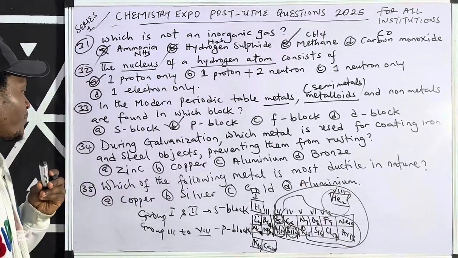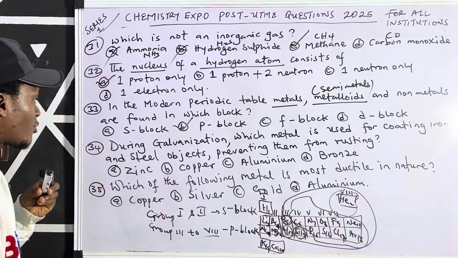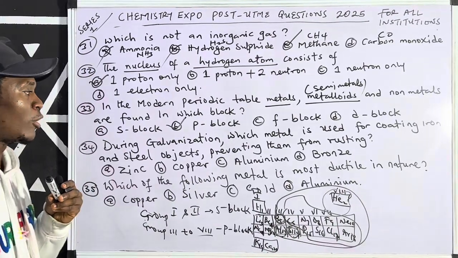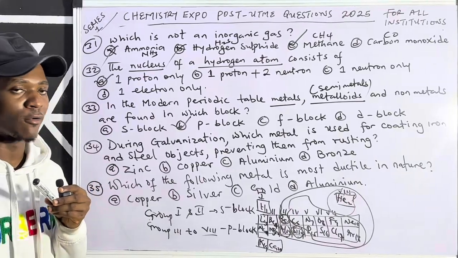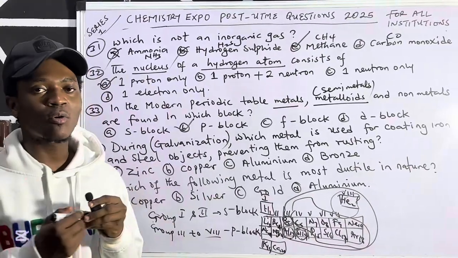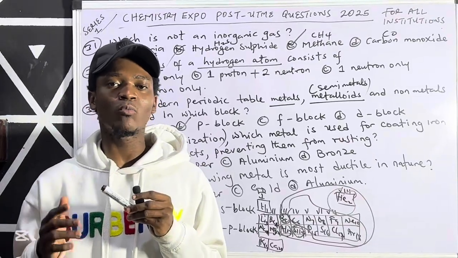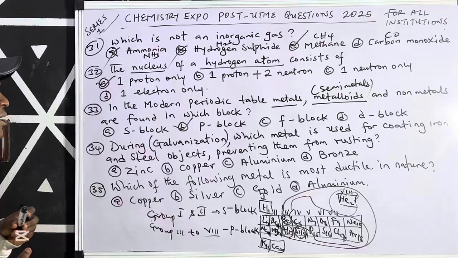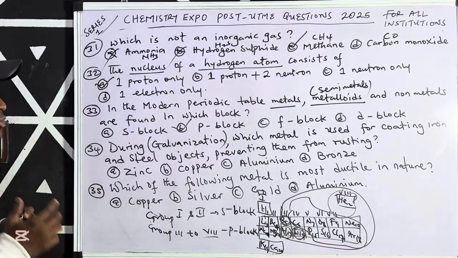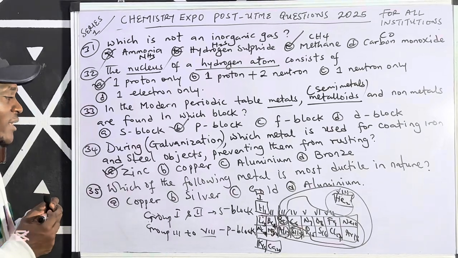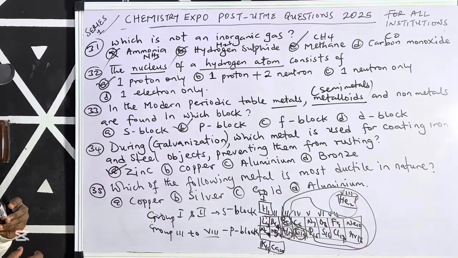Then 34. During galvanization, which metal is used for coating iron and steel objects, preventing them from rusting? The word galvanization is coating a metal with zinc. Alright, so it means the metal that is being used during galvanization is zinc. Don't forget that. Alright. Then question 35.